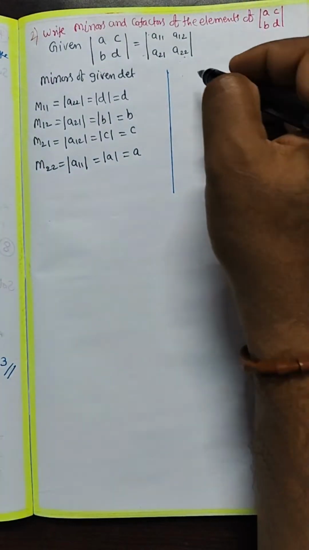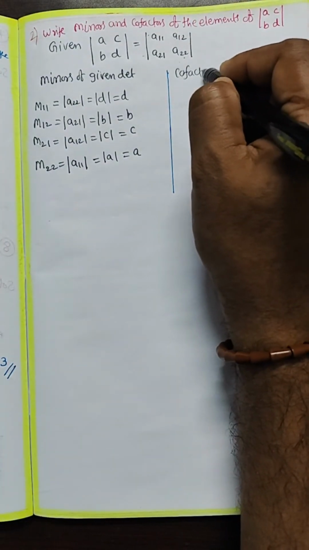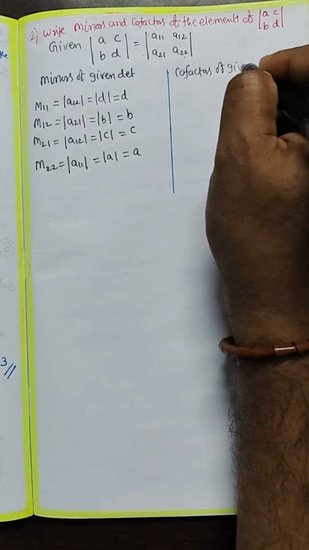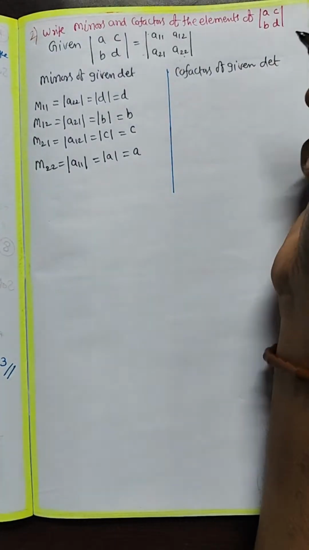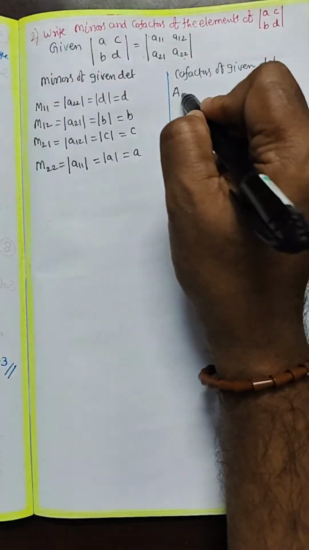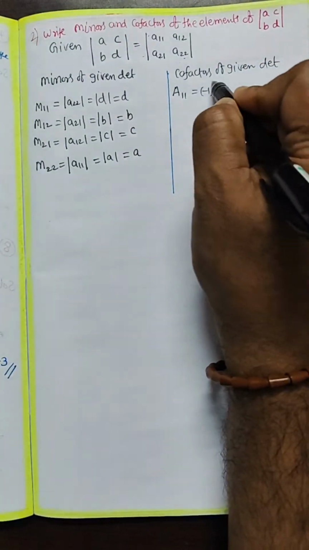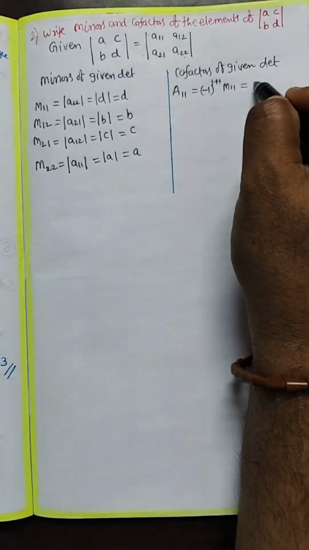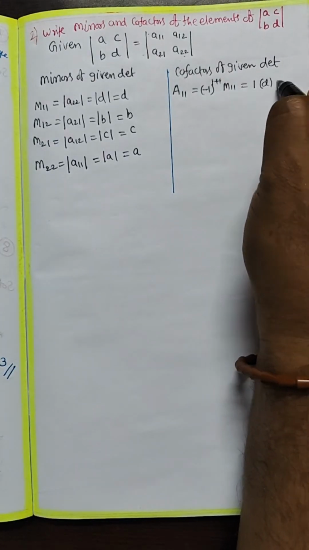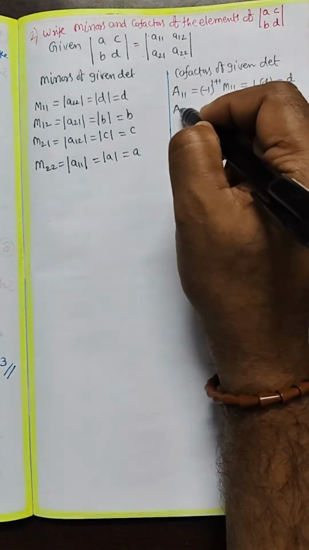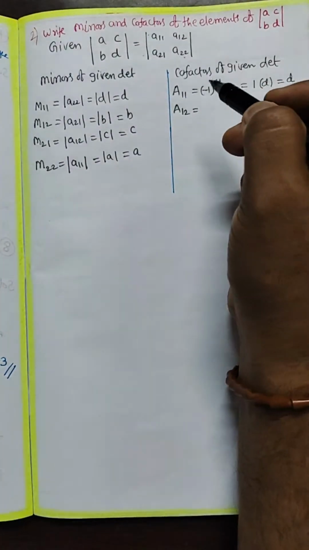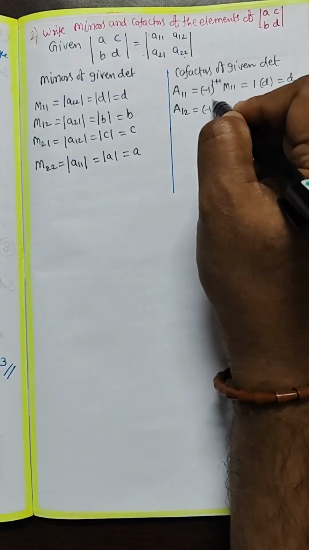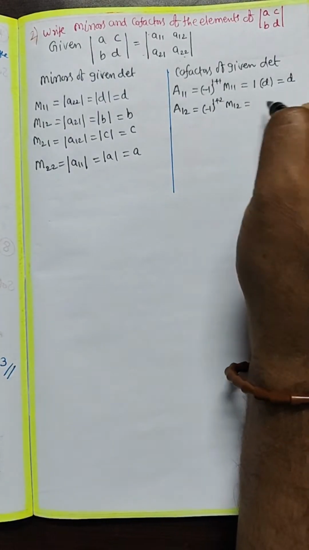Okay, dear students. Similarly, cofactors of the given determinant. Cofactors are denoted by A11 equals minus 1 whole power 1 plus 1 into M11. So minus 1 whole power 1 plus 1 is plus 1. M11 value is D, that is equal to D. A12 is equal to minus 1 whole power 1 plus 2 into M12. So minus 1 into M12 value B, that is equal to minus B.